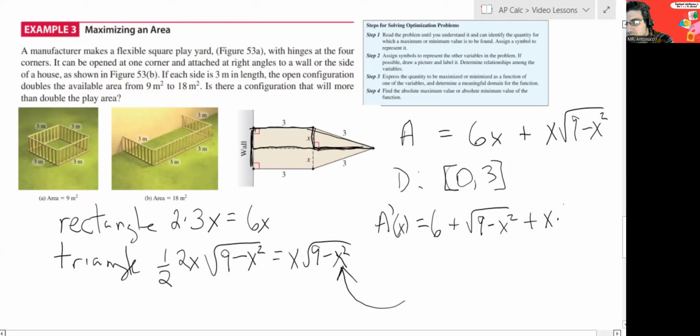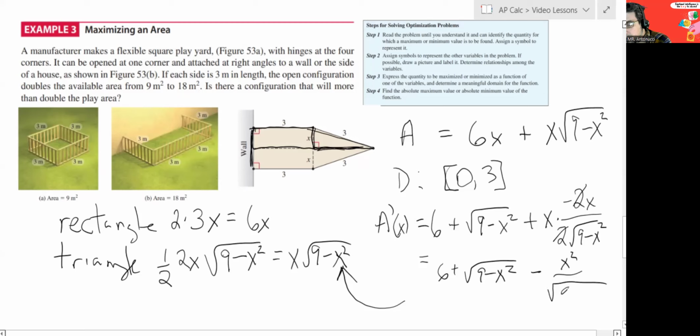And if you've noticed the square root, we call it the square root trick. It's the derivative of the inside over twice the original square root. Only works for square roots. Okay. The 2's are going to cancel here. And we have 6 plus square root of 9 minus x squared minus x squared over the square root of 9 minus x squared.